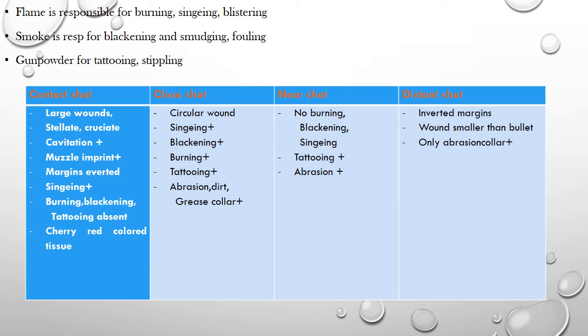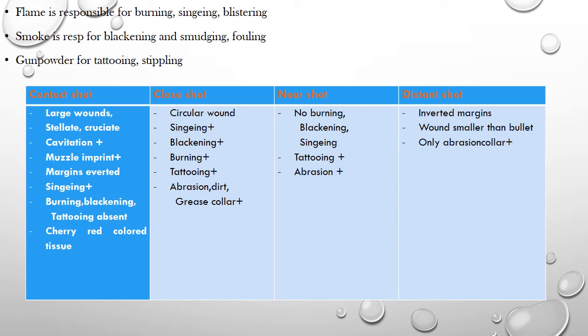Cavitation can be seen. Muzzle imprinting, that means the shape of the muzzle end, that is the terminal end of the barrel, can be seen over the target or at the entry wound. The margins are everted, singeing is present, burning, blackening and tattooing may be absent in contact shot, cherry red discoloration of the tissue may be seen.